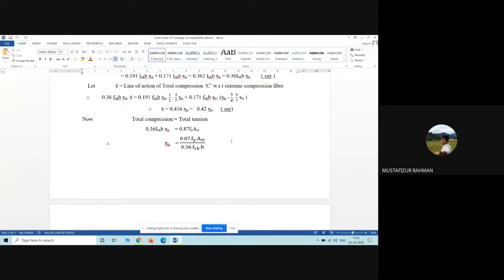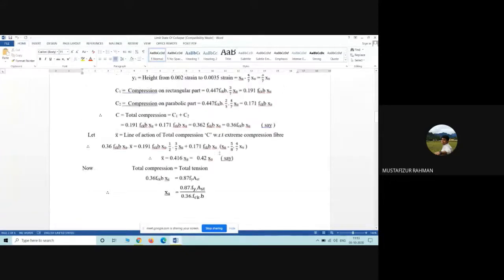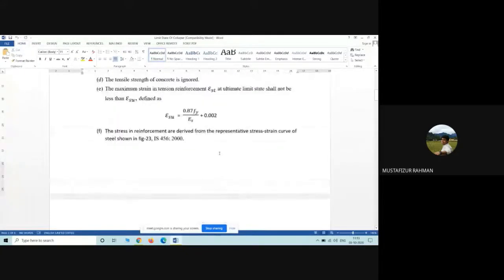Now, will you be able to feel from our discussion why the authors find the expression for XU with respect to the extreme compression surface, not with respect to the tension surface? Can you imagine or can you feel it? I will not spend much time because this is a new thing for all of you.